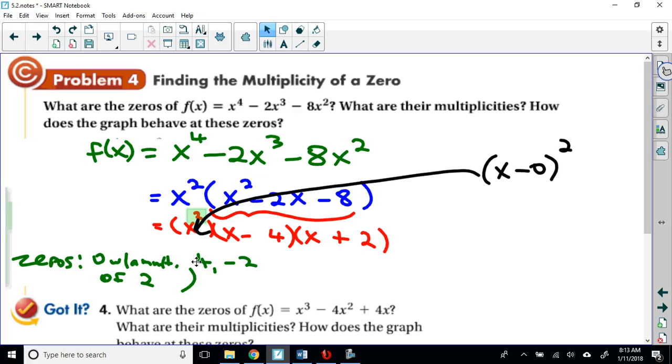Sorry, my writing's kind of sloppy down here. This is 0 with the multiplicity of 2, if you're trying to figure out that one. 0 with the multiplicity of 2, 4 and -2.